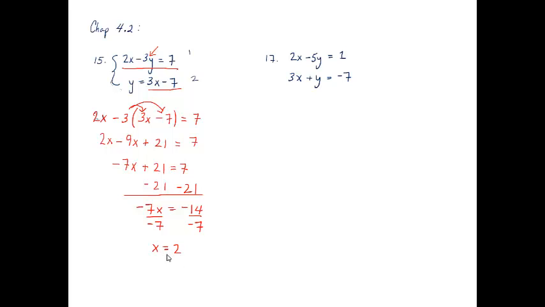But I'm not done. I still have to find y because my solution is an ordered pair. Your solution is an ordered pair, which means it's an x, comma, y. So I know x is equal to 2. How about we use equation number 2 to find y? So I have y equals 3 times 2 minus 7, which is negative 1.